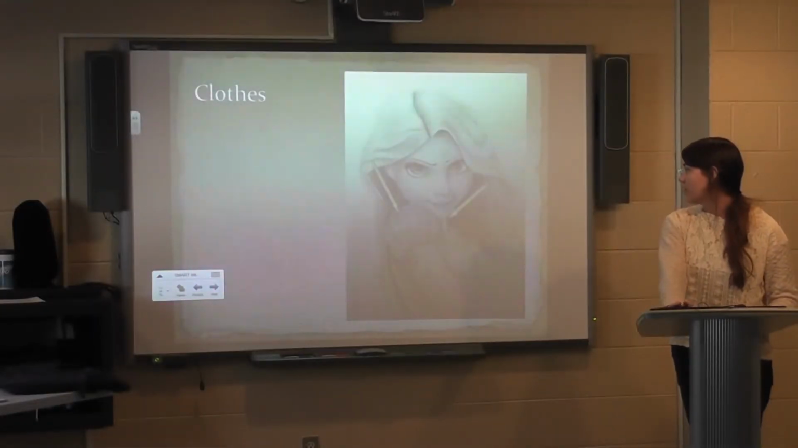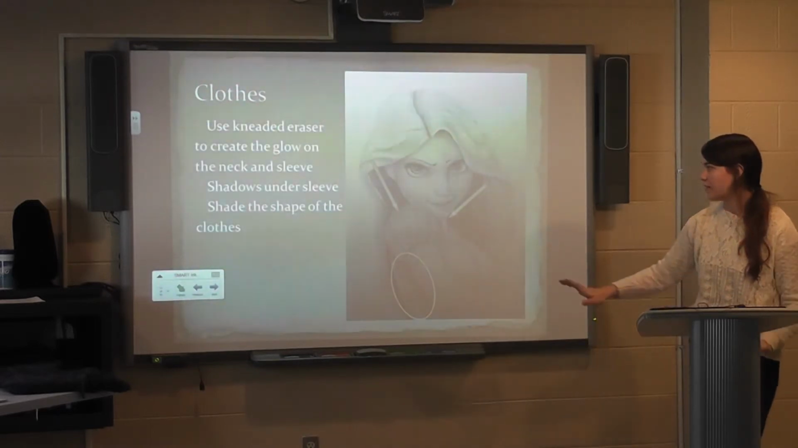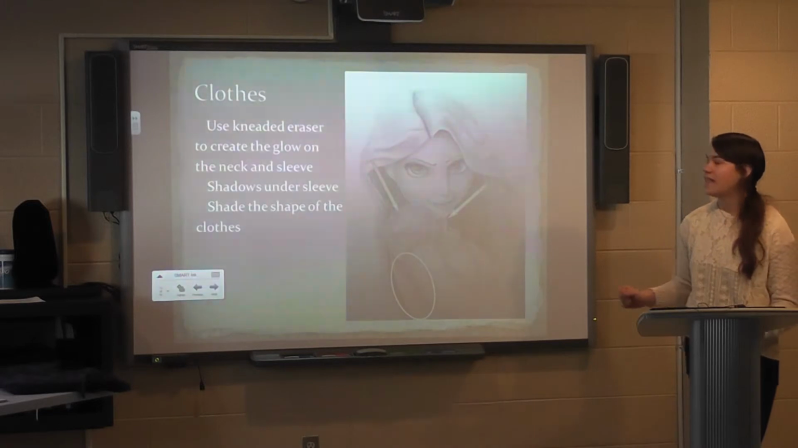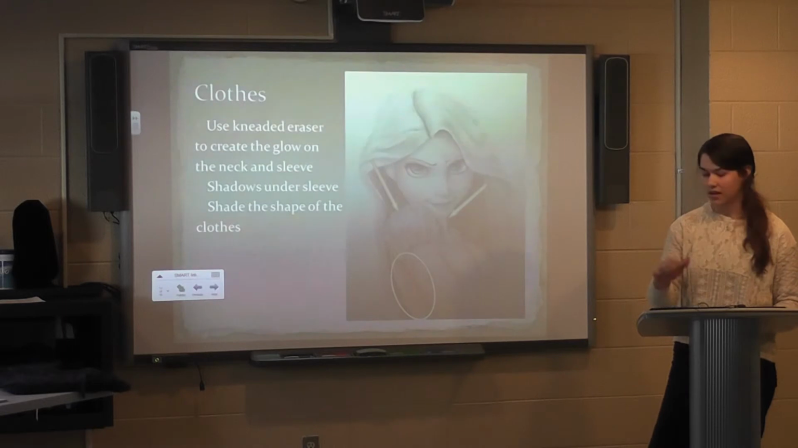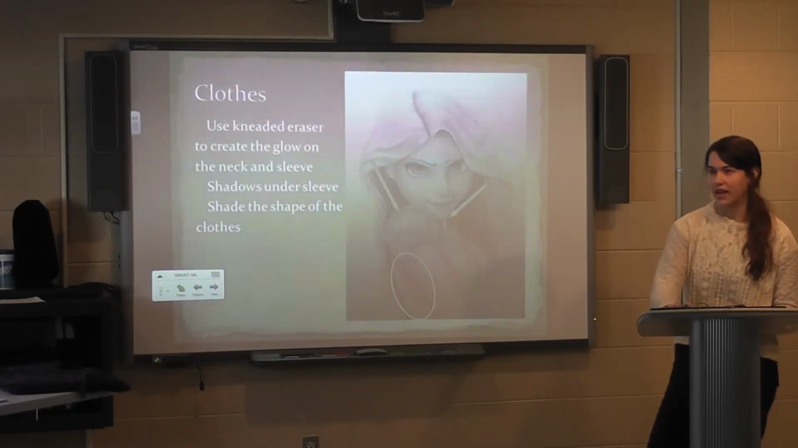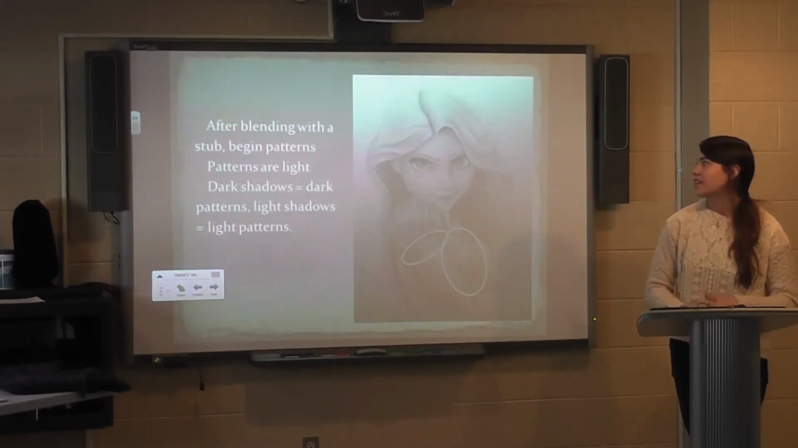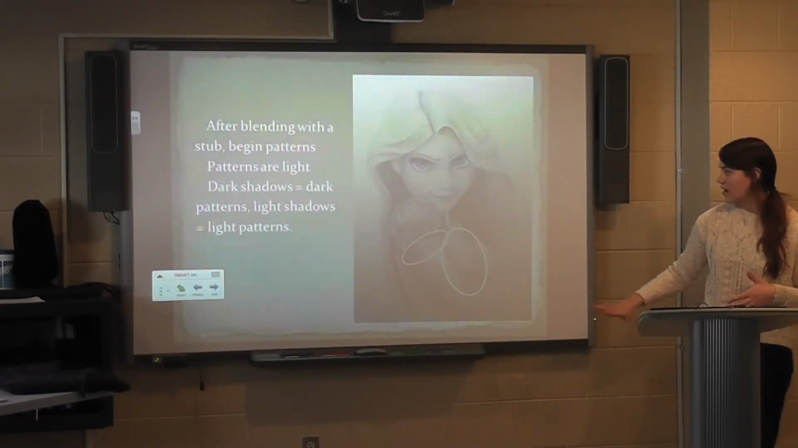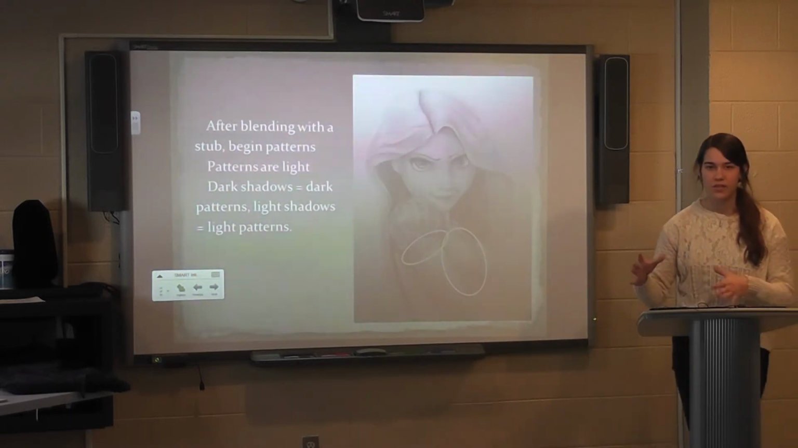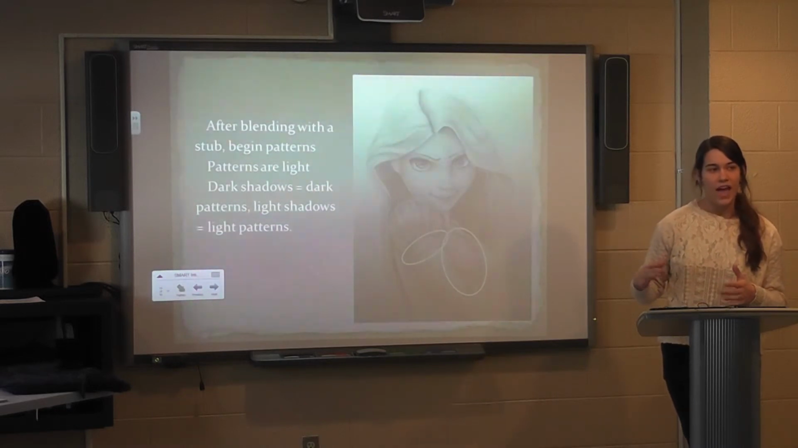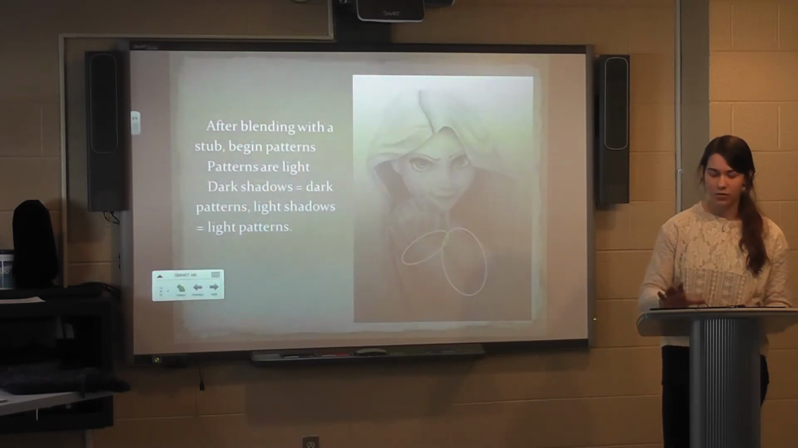Then you may finish the clothes by, again, using a stub to blend with shadows underneath of the sleeve and in the shape of the clothes. And then again, a kneaded eraser will create a glow on the sleeve and on the neck so that it looks like light is shining on the character. Lastly, after blending the clothes with a stub, you may begin putting in patterns. Patterns are going to be light, where the light is hitting the clothing, and dark underneath of the shadows. If you put dark patterns all over completely, then it will look very flat.